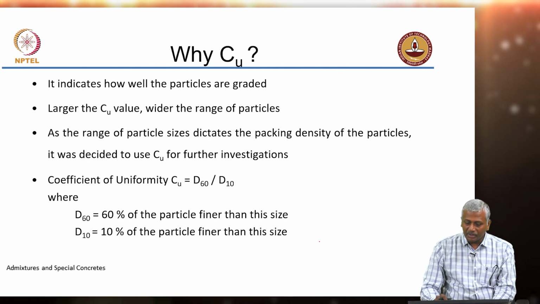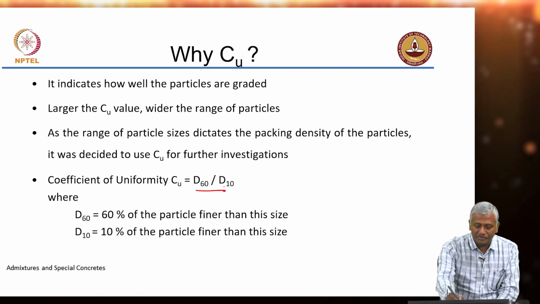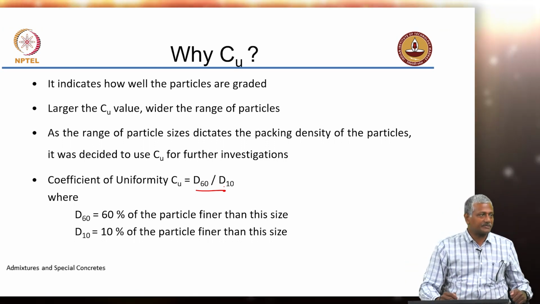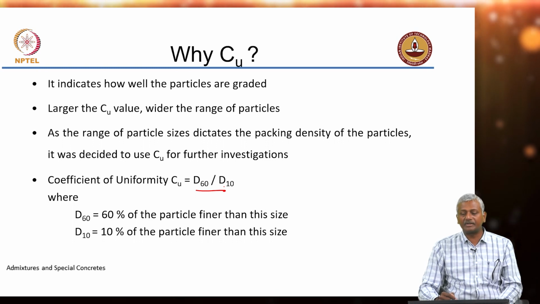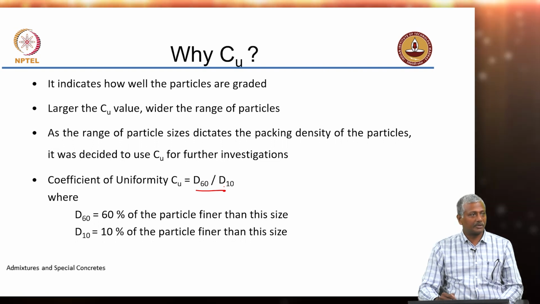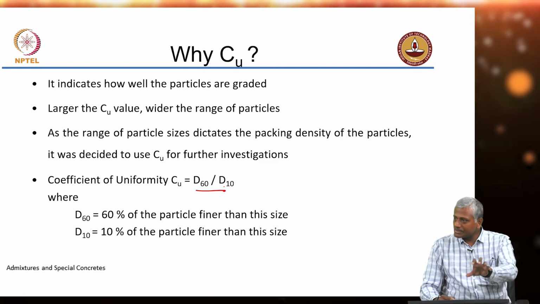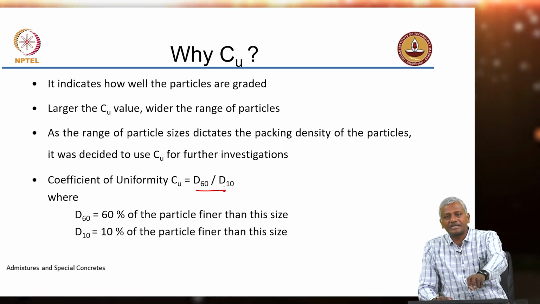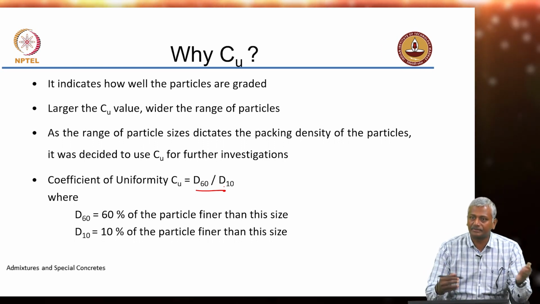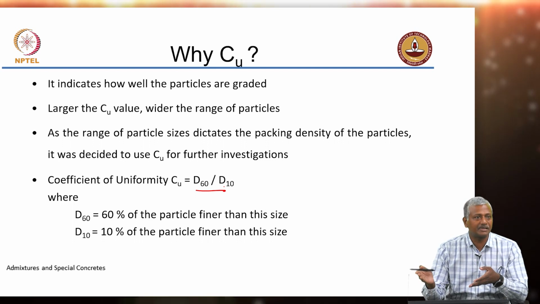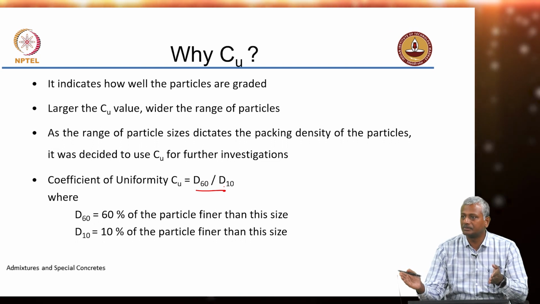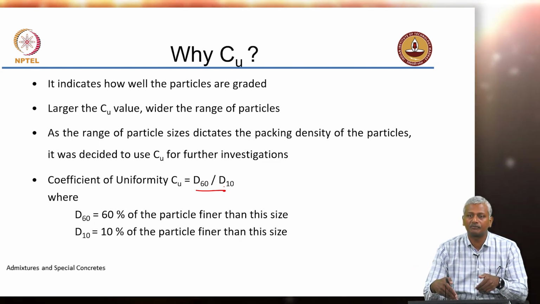The coefficient of uniformity is basically your D60 by D10. It gives you a spread in the particle sizes. D60 means 60% of the particles are finer than that size, and D10 means 10% are finer than that size. So now what we are trying to say is, let us adopt a simple parameter that is expressed by your particle size distribution. You have done individual sieve analysis for your sand, 10 mm, 20 mm, put it in an Excel, do calculations of different combinations of these materials and then calculate the coefficient of uniformity.